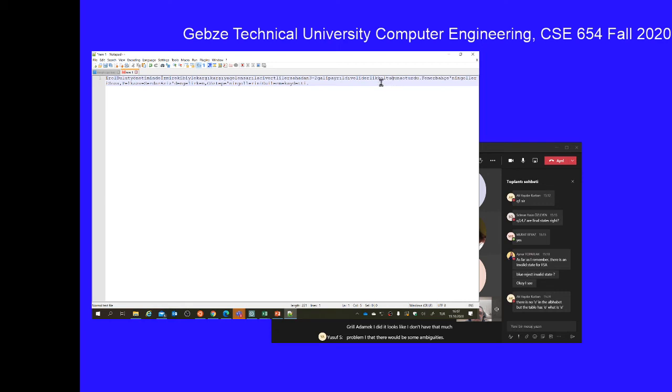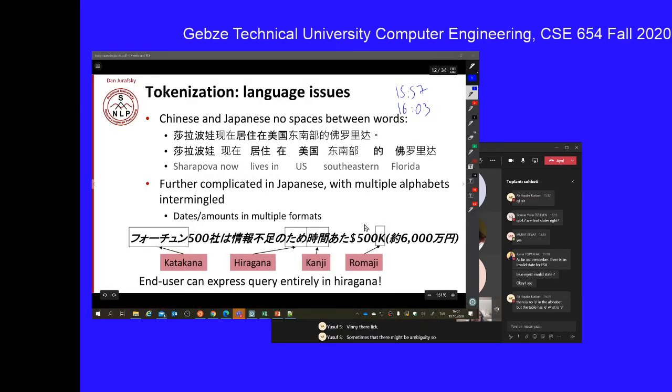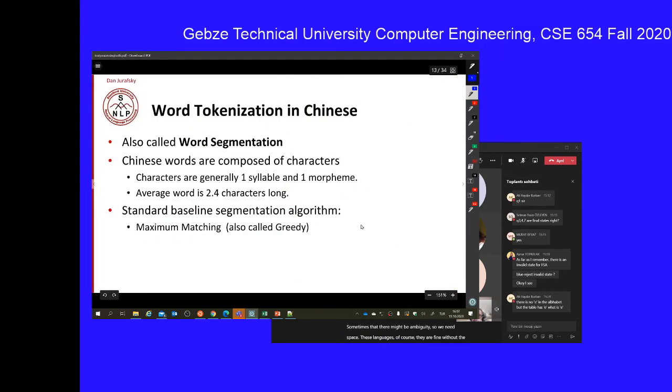Koltuğuna oturdu. Liderlik koltuğuna veliderlik. Sometimes there might be ambiguity, so we need space. These languages, of course, they are fine without the space. And it looks like what they do is they have this word segmentation algorithm and it works very, very good. So this is what they do.